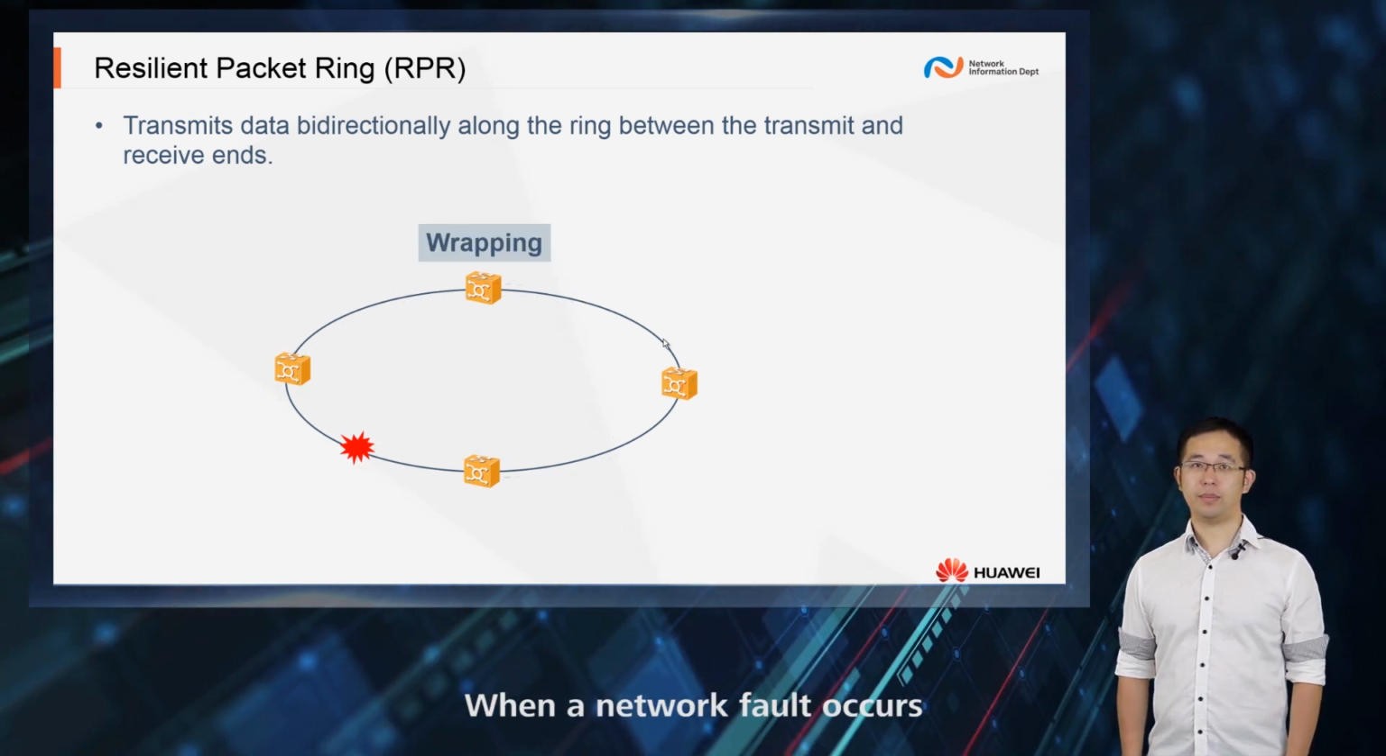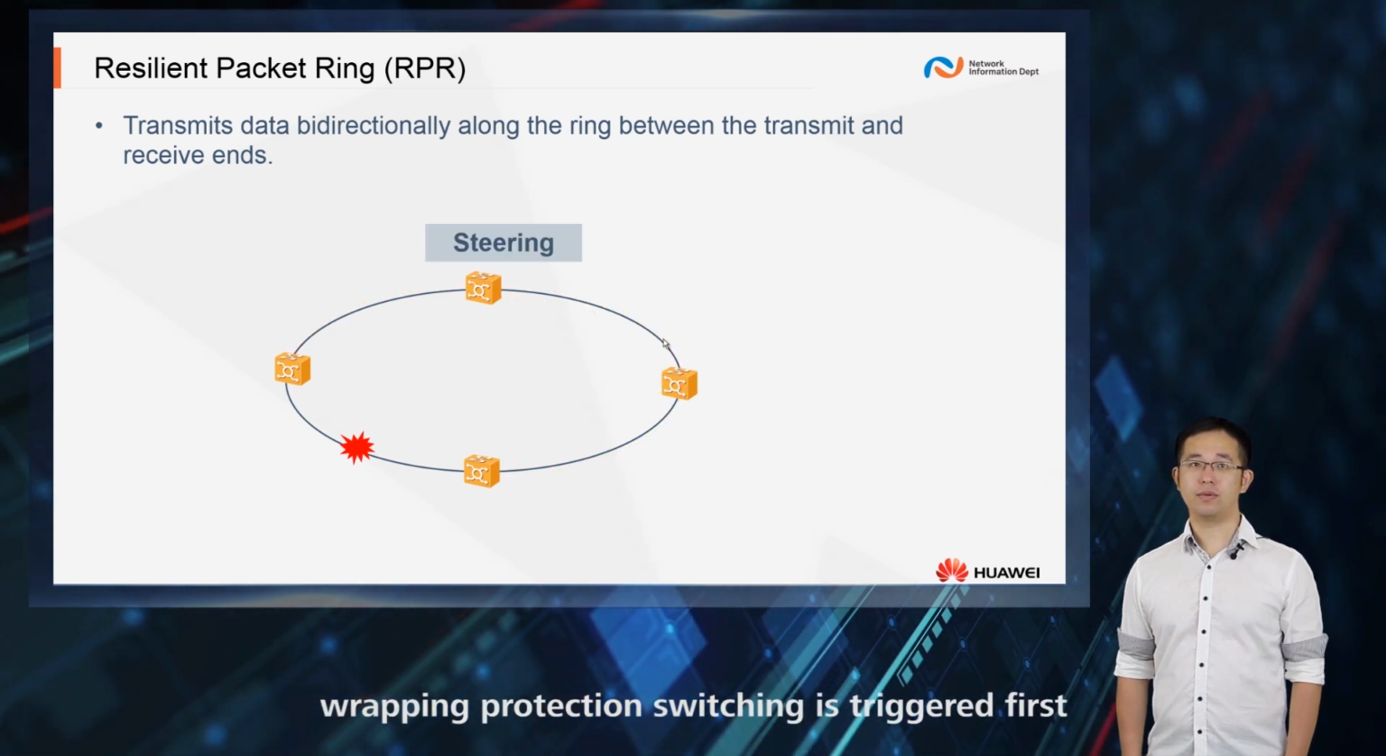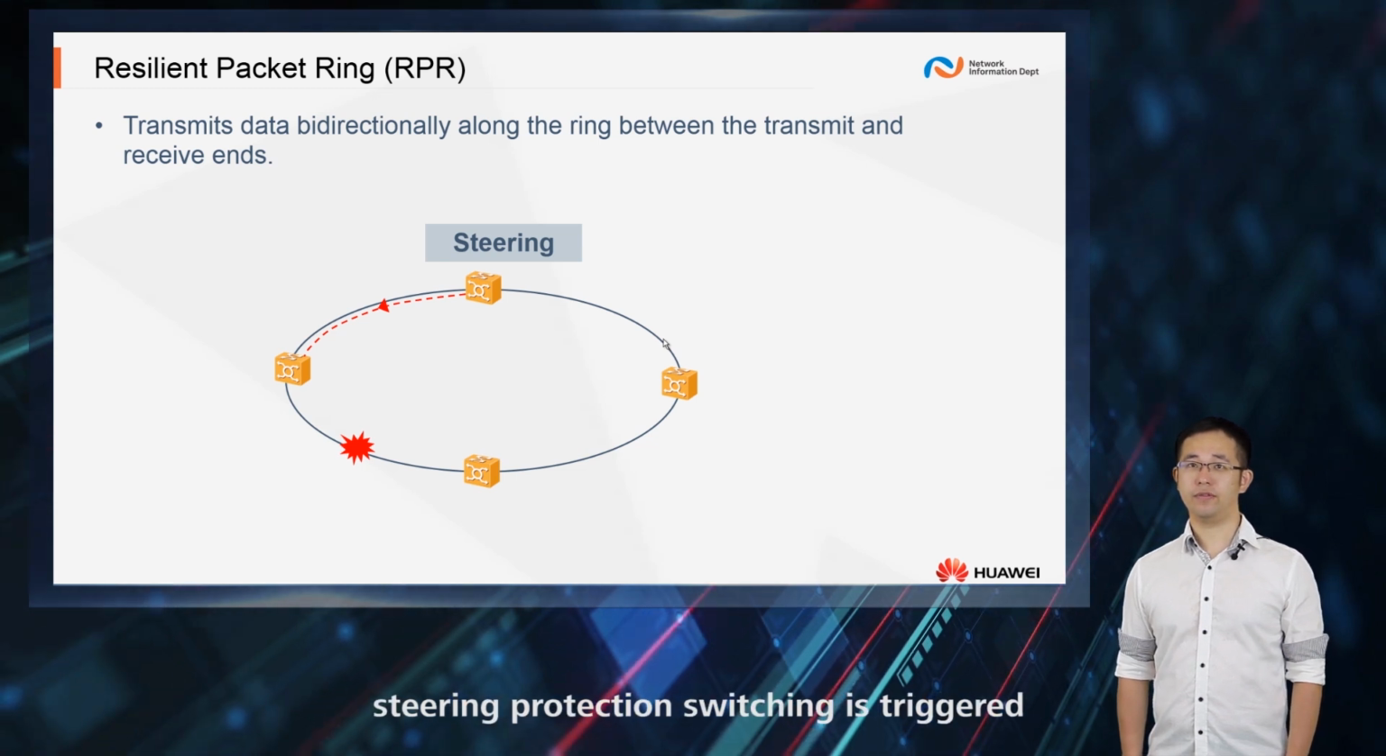When a network fault occurs, wrapping protection switching is triggered first. When new service trails are created, steering protection switching is triggered.